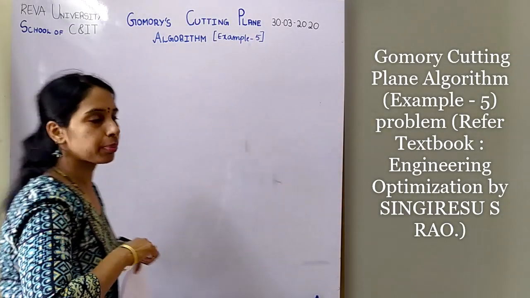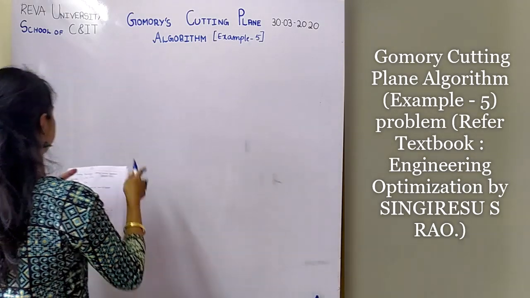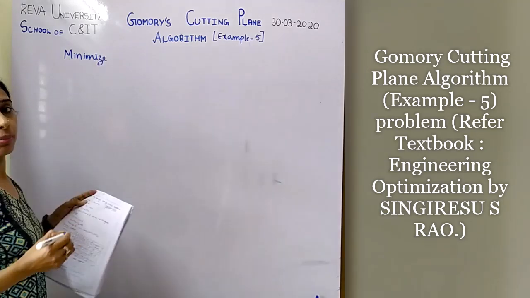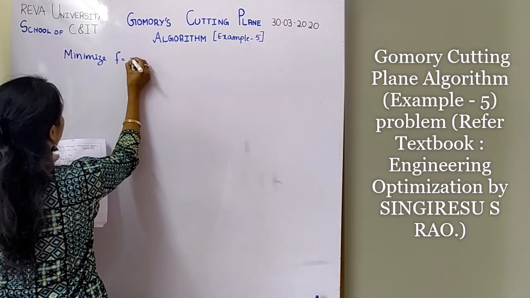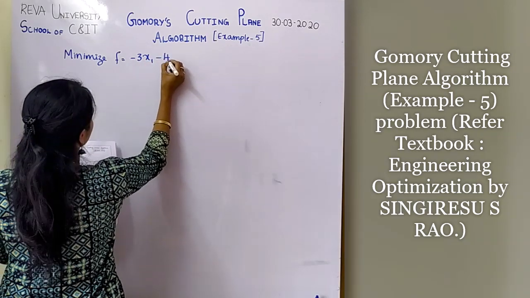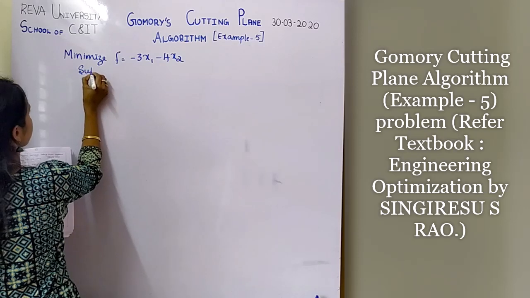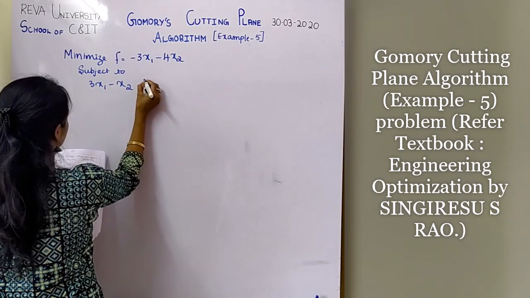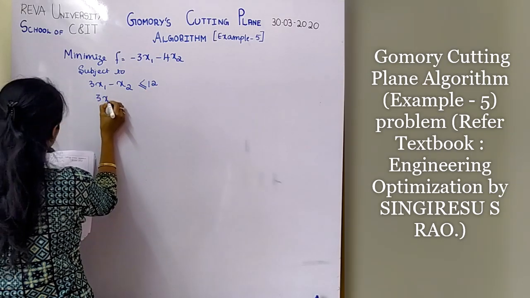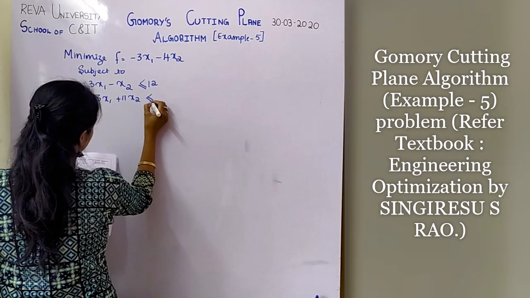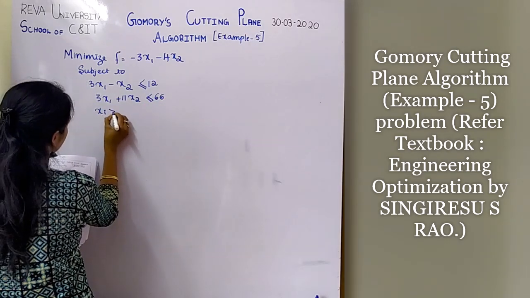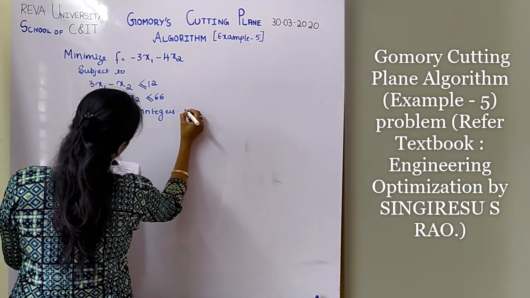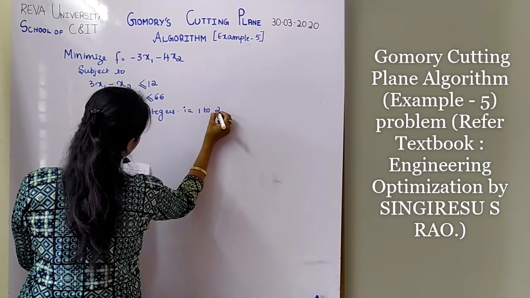So let us consider the problem. Our objective function is minimization: F is equal to minus 3 x1 minus 4 x2, subjected to the constraints 3x1 minus x2 is less than or equal to 12, 3x1 plus 11x2 is less than or equal to 66, and xi is greater than or equal to 0 and integers, where i ranges from 1 to 2.